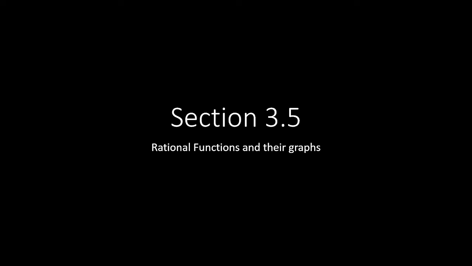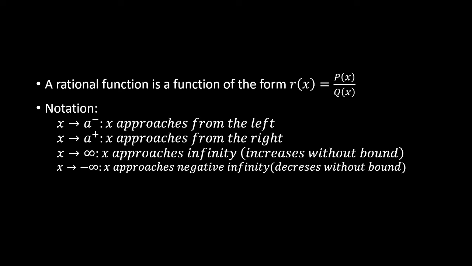Section 3.5 is about rational functions and their graphs. A rational function has the form r of x equals p of x over q of x. In this case, both p of x and q of x are polynomials. So it's a polynomial divided by a polynomial. Now we're going to look at some notation.